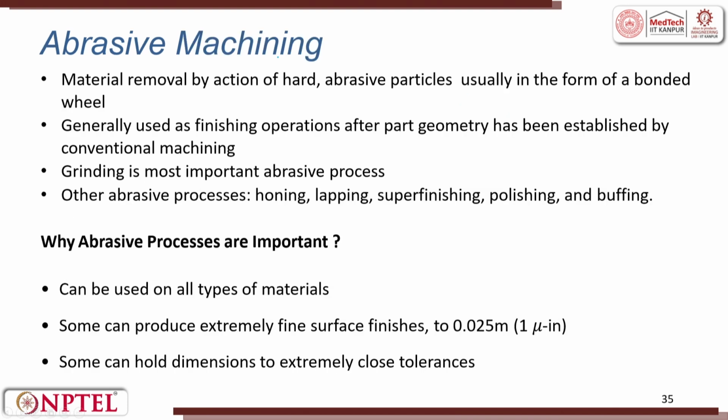In abrasive machining, the material is removed by the action of hard abrasive particles. Usually, these abrasive particles are bonded into a wheel. Since they are small cutting tools and all bonded, the amount of material removed is going to be very less. So, generally we use these operations for finishing, where the major chip is removed and small asperities on the surface are removed by grinding.